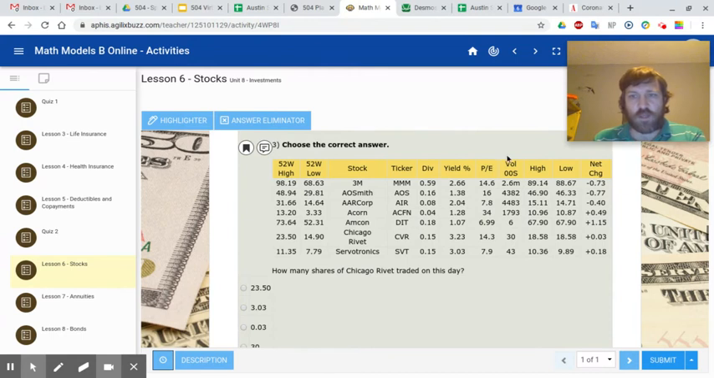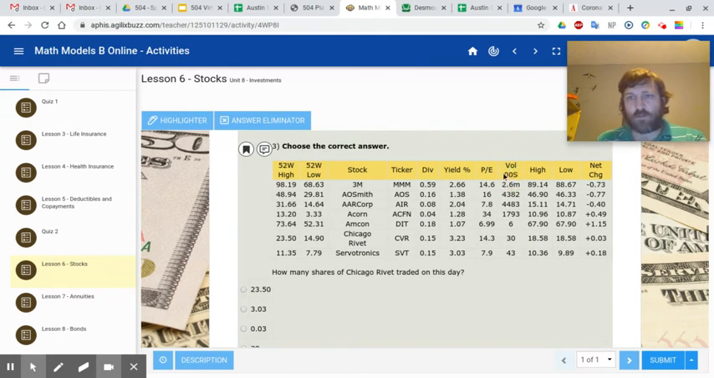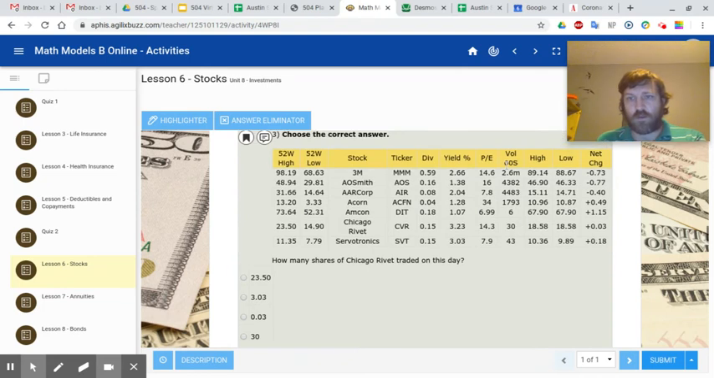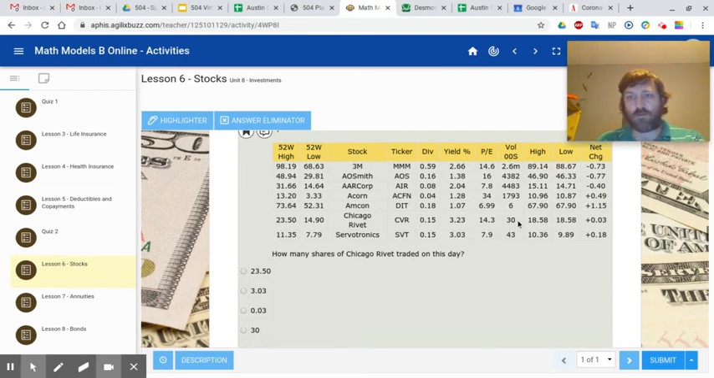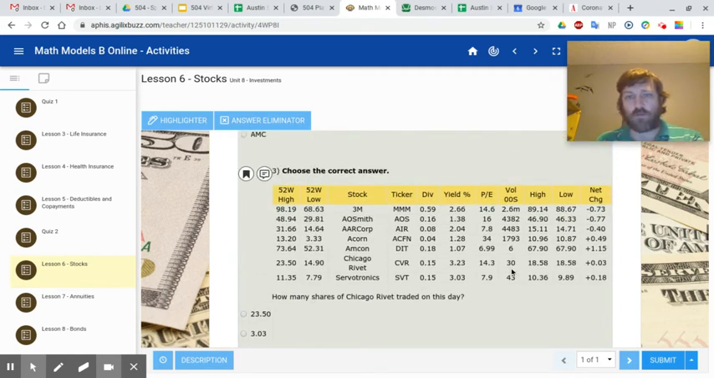How many shares were traded? If you read the descriptions, you'll see that number of shares is going to be the volume. You'll notice right here it says vol 00s, and that means in hundreds. So if it says 30, like it says here for how many shares of Chicago Rivet were traded, 30 doesn't mean 30. 30 means 30 with two zeros. So you need to add zeros to these answers in order to get the correct response. So it's 3,000. Be aware of that.